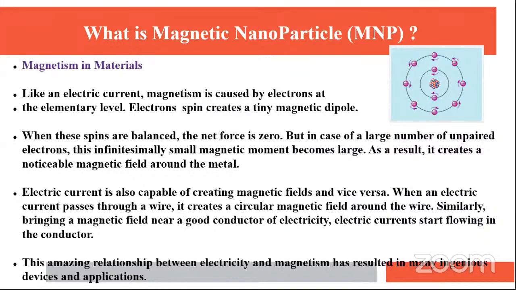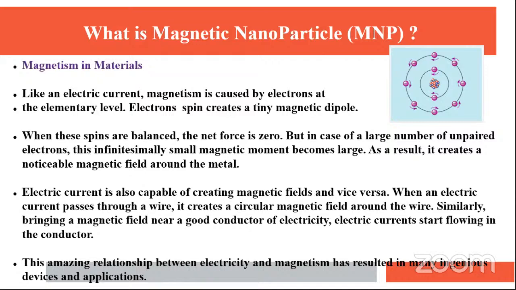And the reason for this magnetism, we know from our graduation level, is talked about in terms of the magnetism of materials. Like an electric current, magnetism is caused by electrons. So the magnetic property is because of the properties of electrons. And especially, in our graduation level we are also aware that the spin of the electron is prominent over the orbital motion of that electron. So when these spins are balanced, the net force is 0. And if it is imbalanced, then we have some unpaired electrons, and we get a magnetic moment, and the magnetic property will occur.